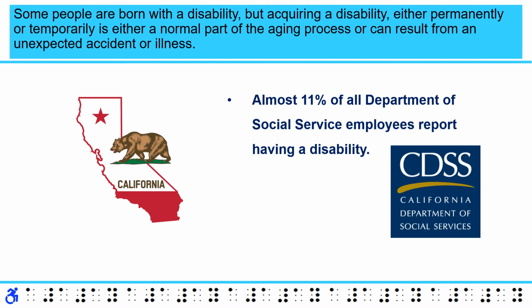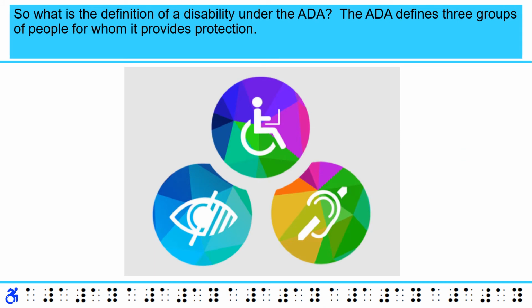Some people are born with a disability, but acquiring a disability, either permanently or temporarily, is either a normal part of the aging process or can result from an unexpected accident or illness. So what is the definition of a disability under the ADA? The ADA defines 3 groups of people for whom it provides protection.